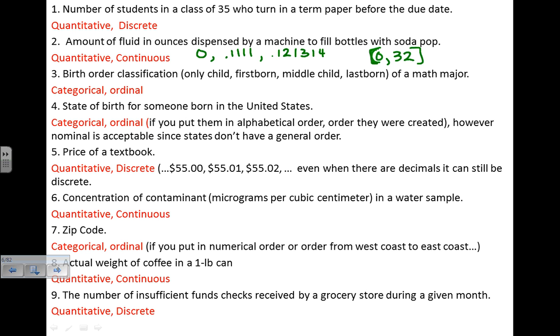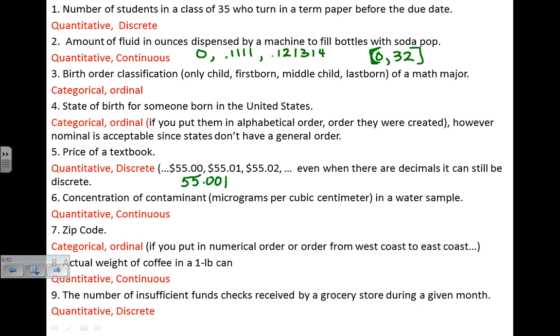Okay, price of a textbook. This is quantitative. However, this is discrete because money only goes to 2 decimal places. So like if it was $55, 55.01, 55.02, you would not hit 55.001. That could not be a textbook price because with money you only go to 2 decimals. So this is still discrete even though it's not integer values. So 6, concentration of contaminants in a water sample. So this is again quantitative and it is continuous.